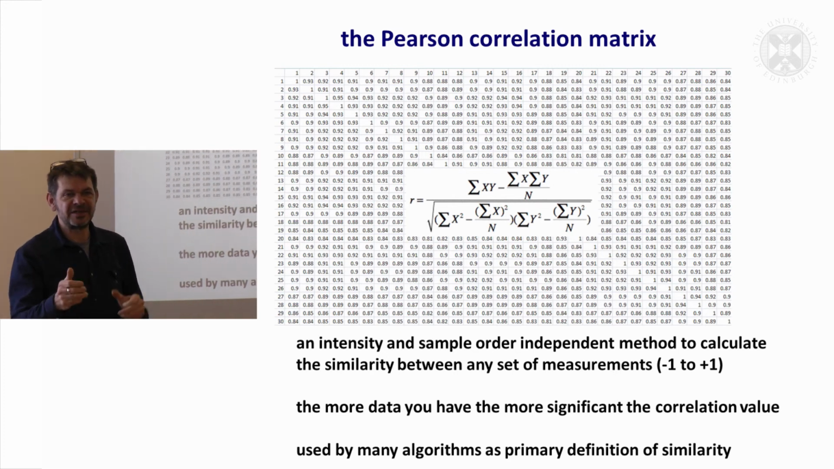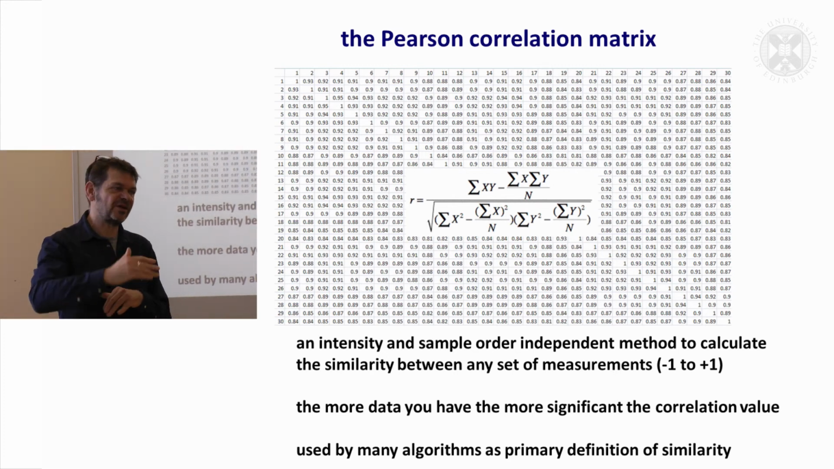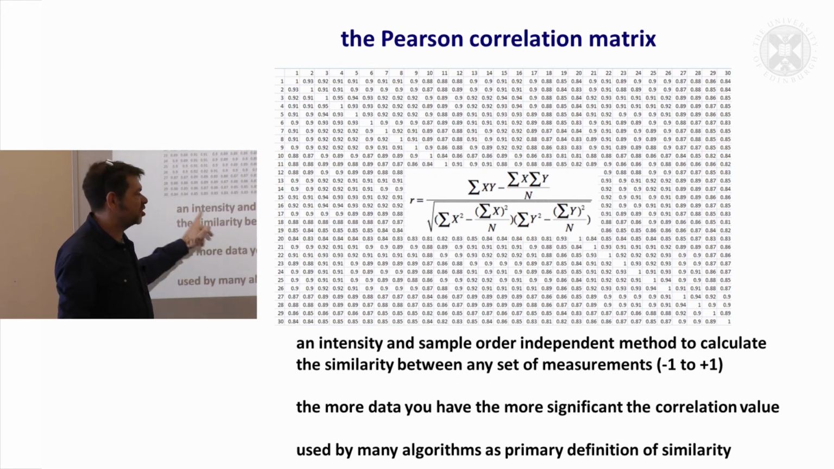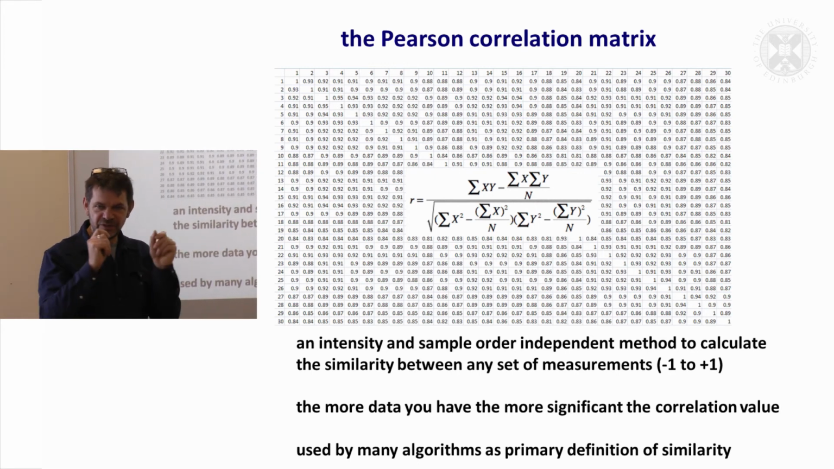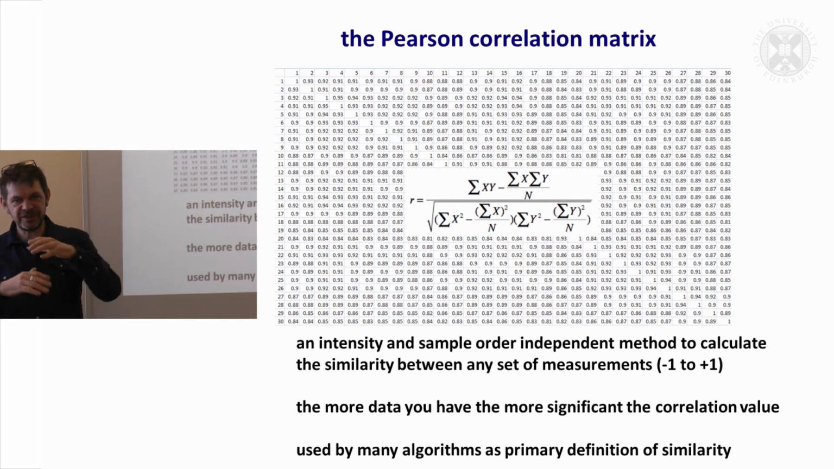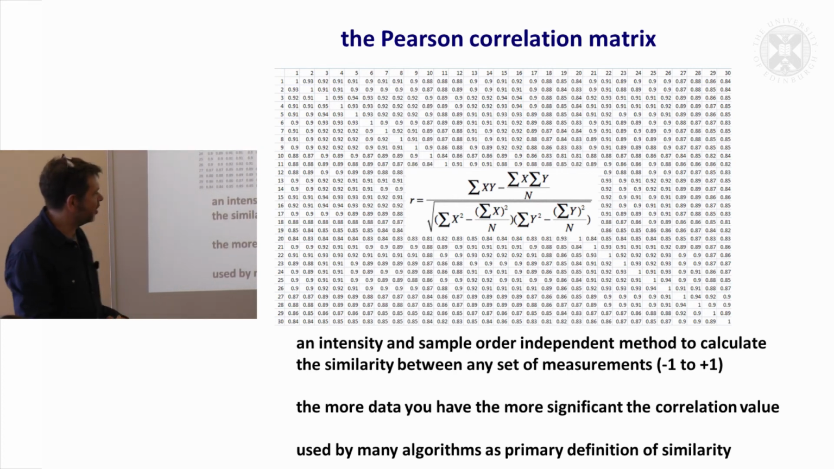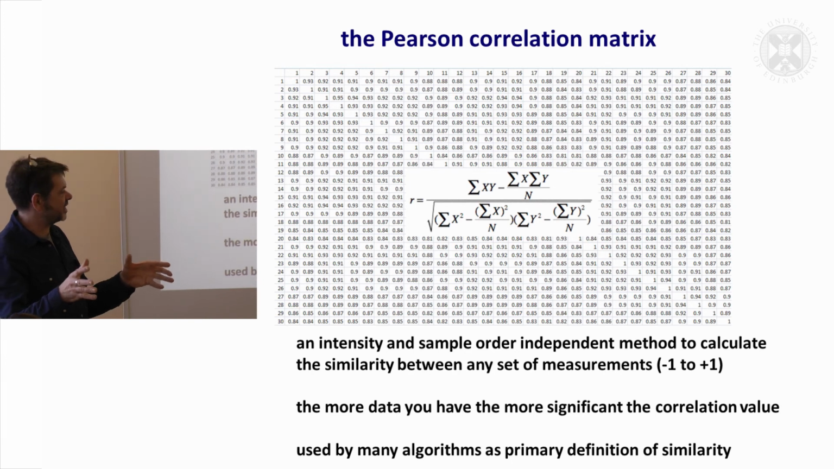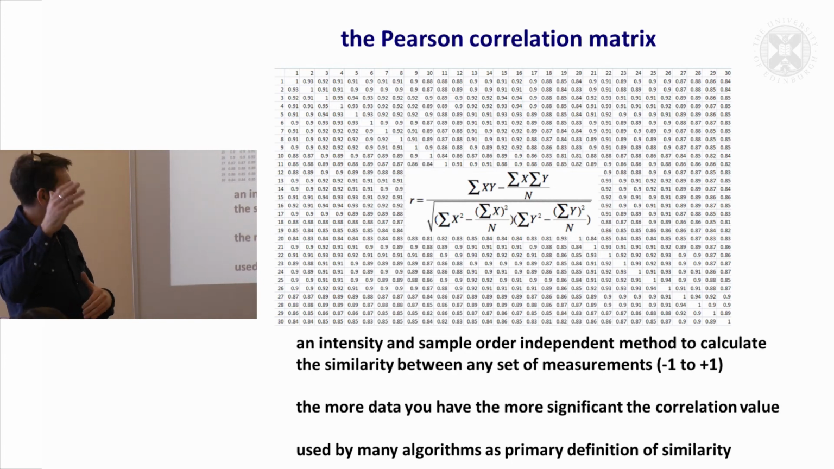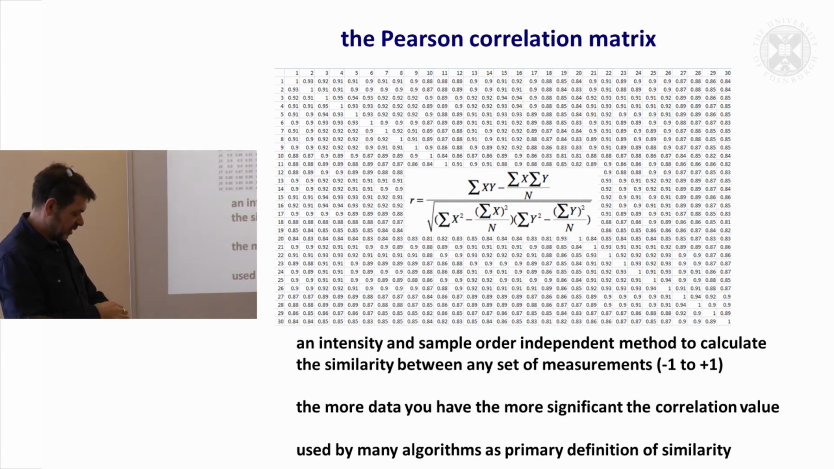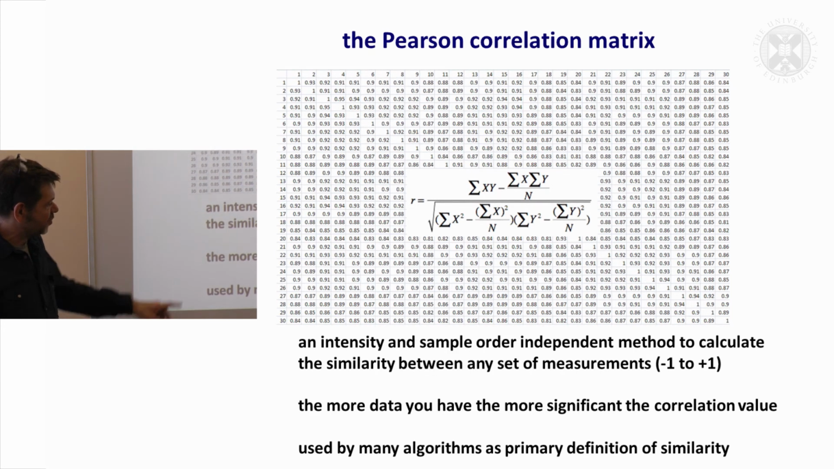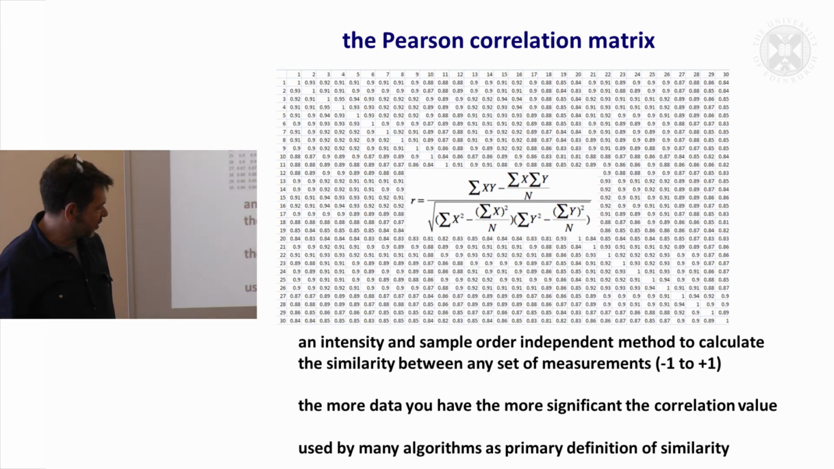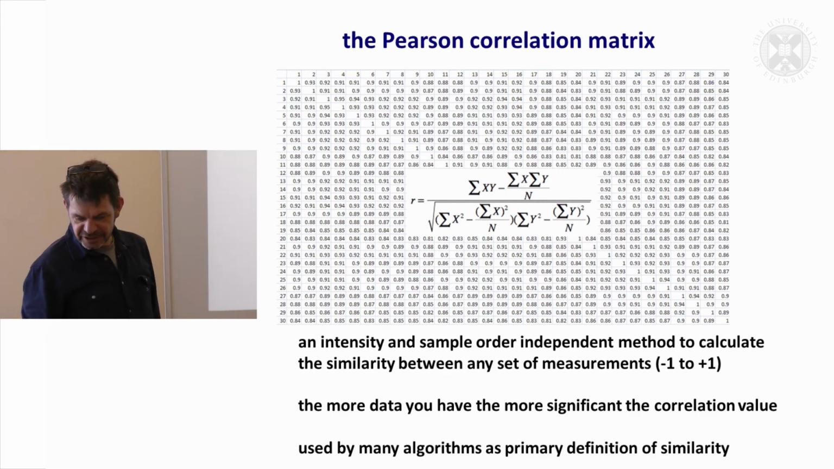And it's intensity independent, so you have genes which are expressed at low level, and genes expressed at high level. As long as the pattern is the same, and the pattern is the important thing here, the relationship will be the same. So 2 things can be shifted apart in terms of the actual intensity by a log order, but as long as the pattern is the same, they'll be the same. The more data you have, the more significant the correlation value, and Pearson is used by many things.